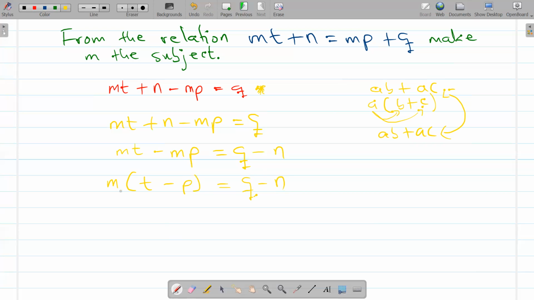Now we want M to stand alone. So what you have to do is divide, because it is multiplying. We divide both sides by T minus P. So this will cancel this out. Now we eventually have M being equal to Q minus N over T minus P. That's it. Okay, can I quickly write this up? Oh yes, why not. Then I'll give you one to test you.